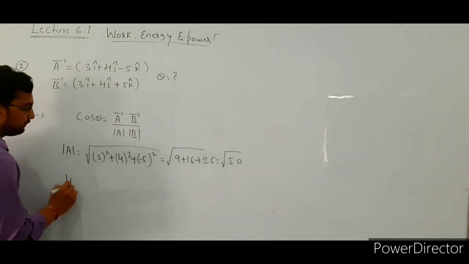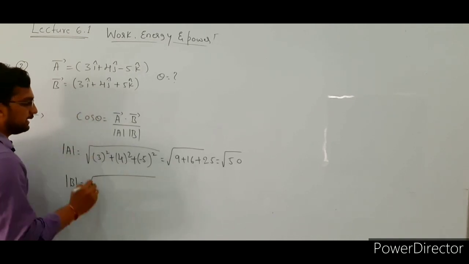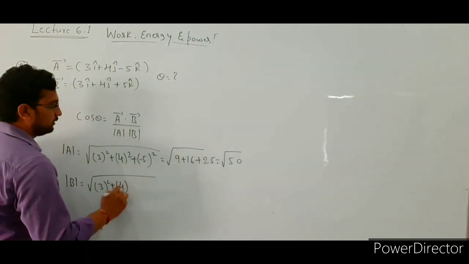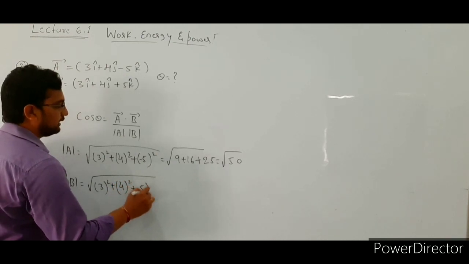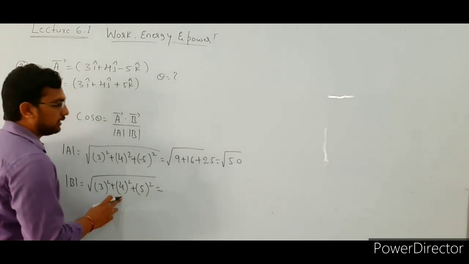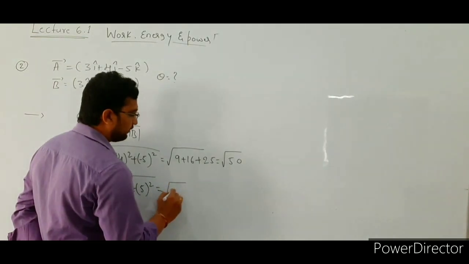So next, similarly B, the magnitude of the second vector, that is B. The first one is 3 square plus 4 square plus 5 square. So same, 3 square is 9, 4 square is 16, 5 square is 25. The total is under root of 50.